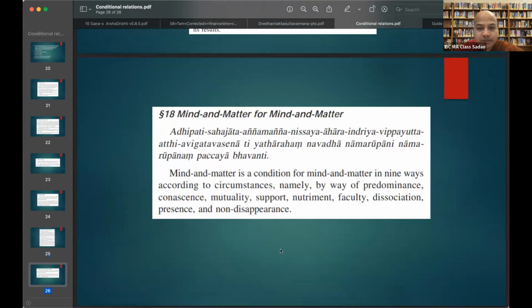Mind and matter for mind and matter. Mind and matter is conditioned for mind and matter in nine ways according to circumstances, namely by way of predominance, conascence, mutuality, support, nutriment, faculty, dissociation, presence, and non-disappearance. This should be understood clearly, in the sense that you cannot have any discussion of just the mind or just the matter. It is always mind and matter.